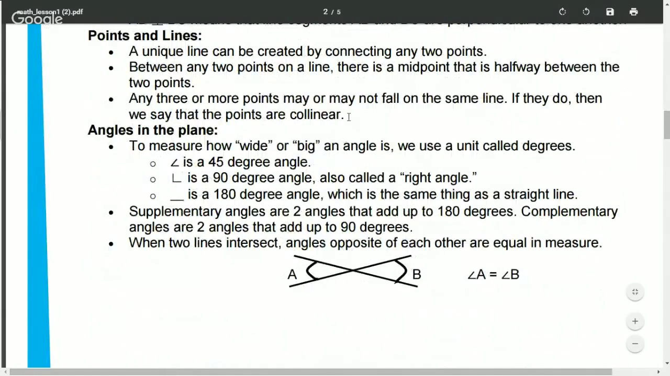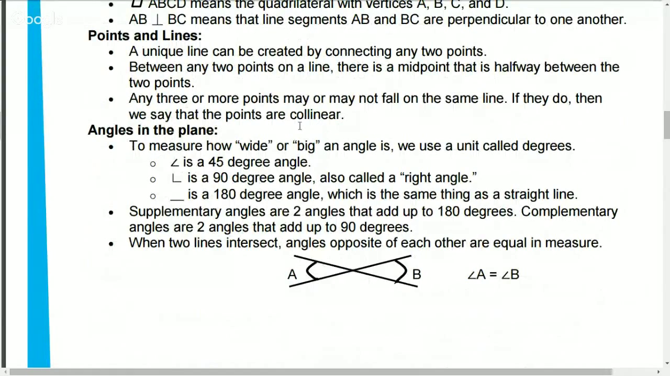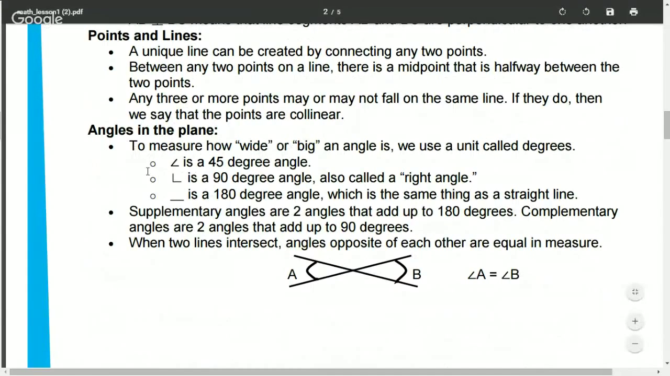Angles in the plane. To measure how wide or big an angle is, we use a unit called degrees. These three examples are the most important examples in mathematics: a 45-degree angle, a 90-degree angle, and a 180-degree angle. A 180-degree angle is just a straight line. There's nothing special about it, it's just a straight line. And a 90-degree angle looks sort of like half a square, as you see here. So we call it a right angle.